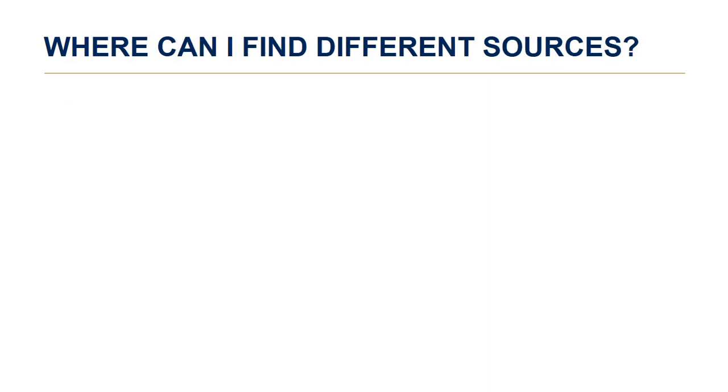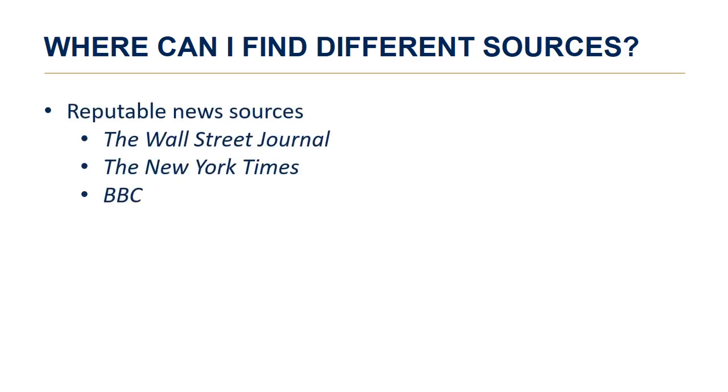Now let's take a look at some examples of places where you can find different types of credible sources, both inside and outside the library. For up-to-date articles on current events, check out reputable news sources that are professional and as unbiased as possible. Some examples include the Wall Street Journal, the New York Times, and the BBC, which stands for British Broadcasting Corporation.